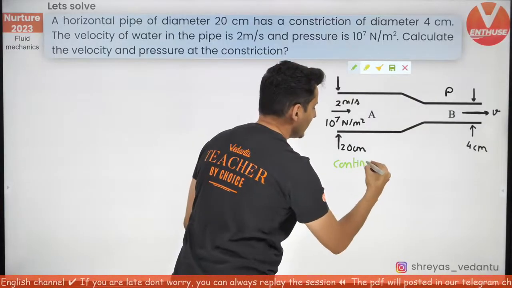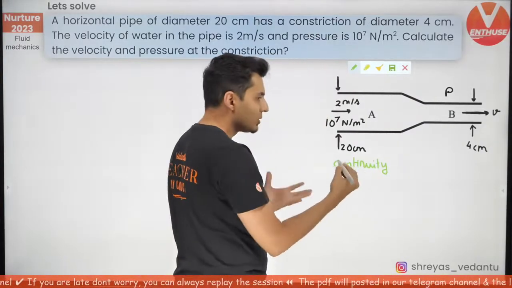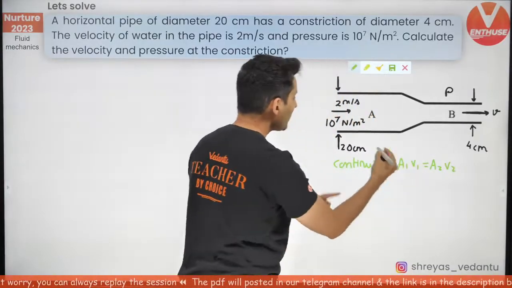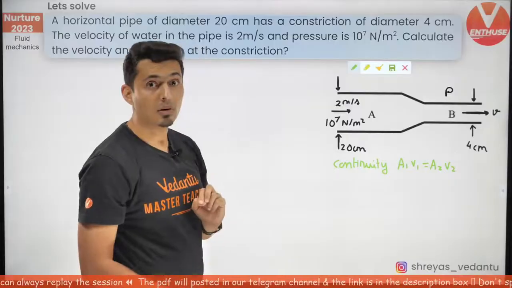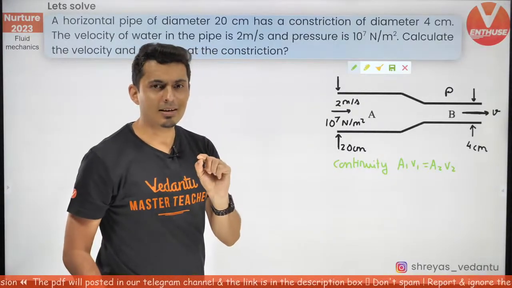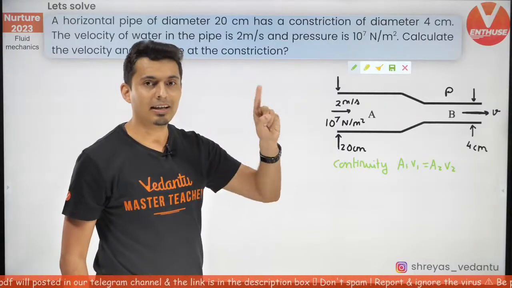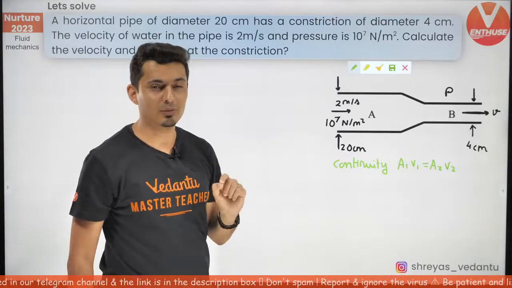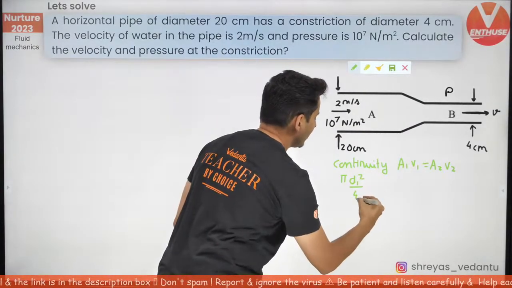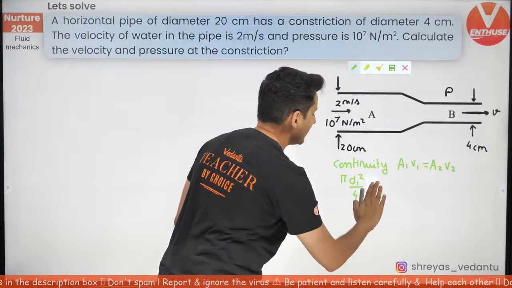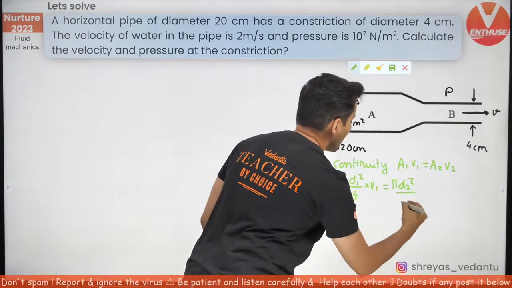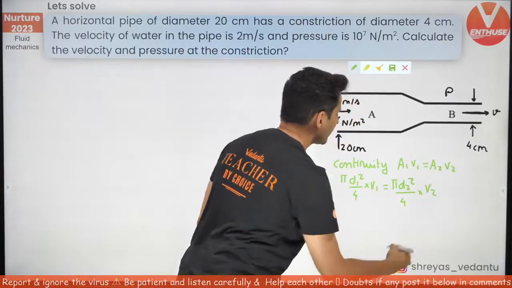So if you use that, just use A1 V1 is equal to A2 V2. What is A1? Be careful. The area is not given, the diameter is given. The diameter and area are related by pi d square by 4, which is the area. So it will be pi d1 square by 4 into V1 is equal to pi d2 square by 4 into V2.